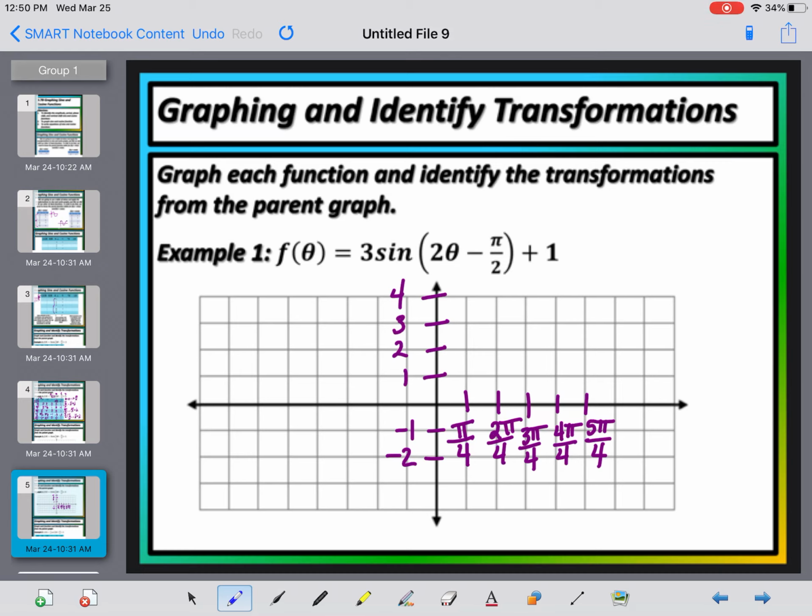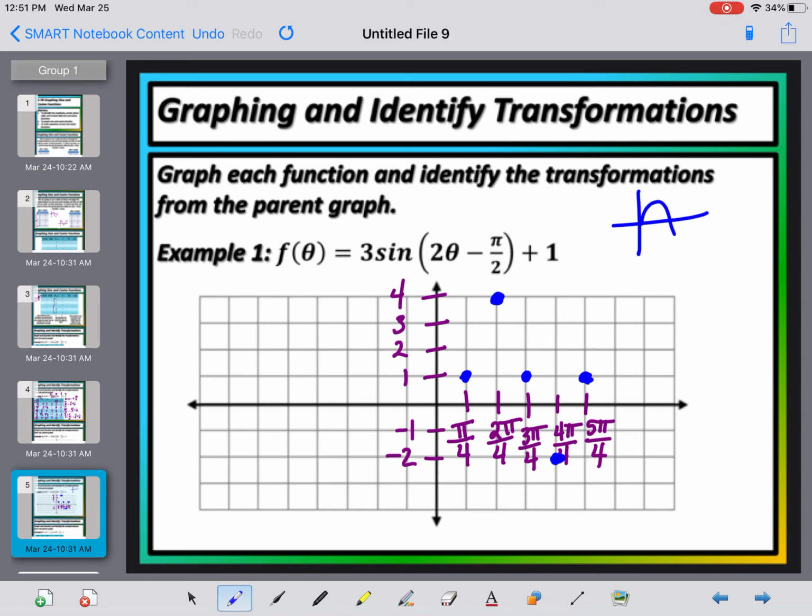All right, and then we're going to plot our points. So pi over 4 comma 1, 2 pi over 4 comma 4, 3 pi over 4 comma 1, 4 pi over 4 negative 2, and 5 pi over 4 comma 1.